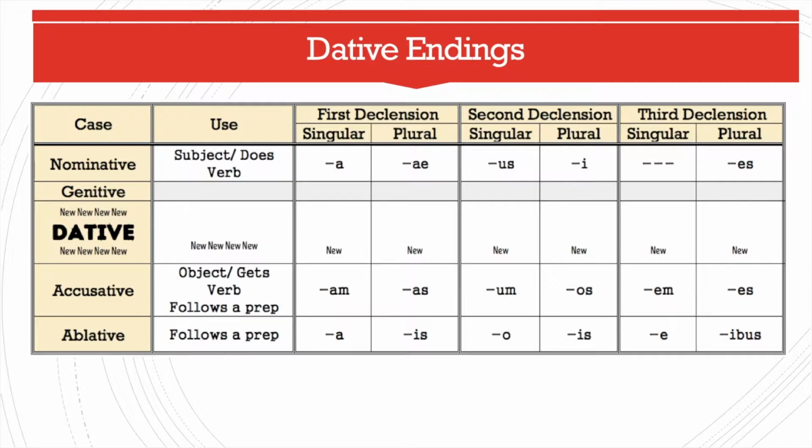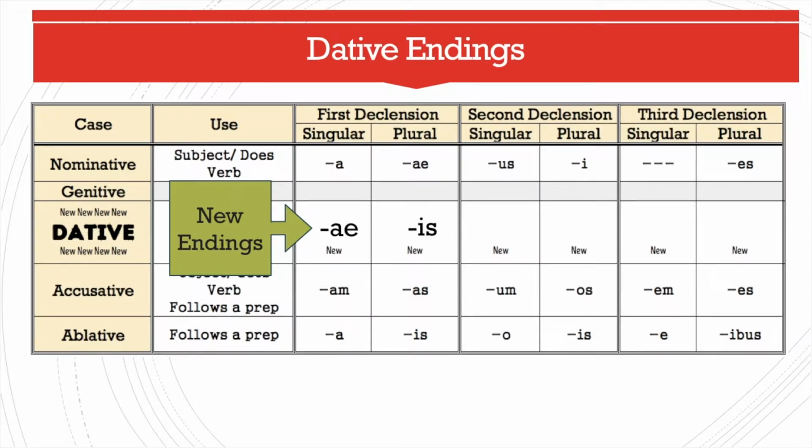All right, so dative endings, guys. That's right, new endings. First declension, we've got an AE in the singular and an IS in the plural, and then an O in the singular and an IS in the plural, and then an I in the singular and an ibus in the plural.